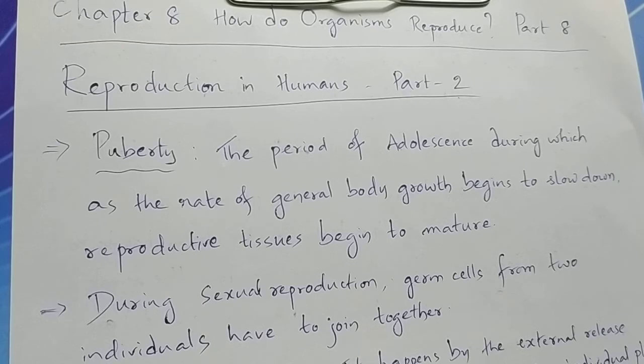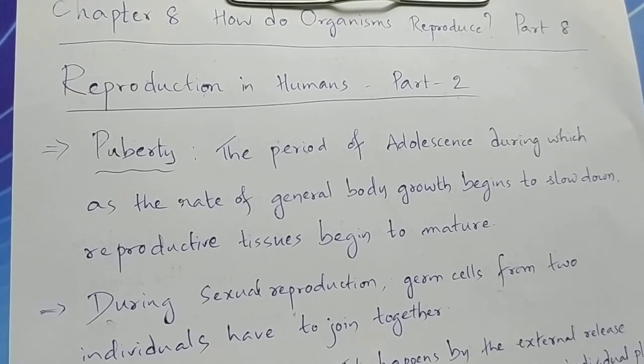What is puberty? The period of adolescence during which the rate of general body growth begins to slow down and reproductive tissues begin to mature is called puberty.